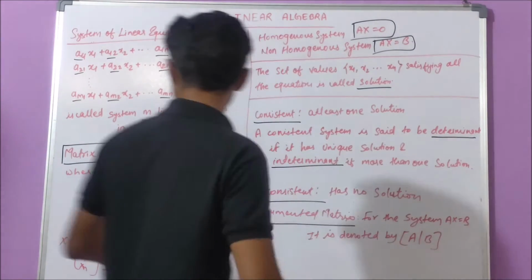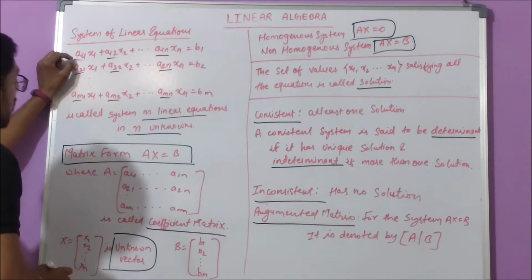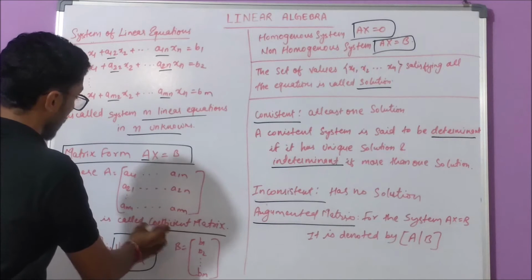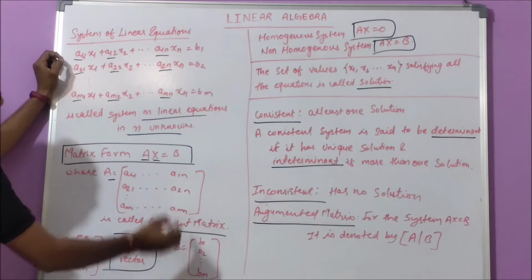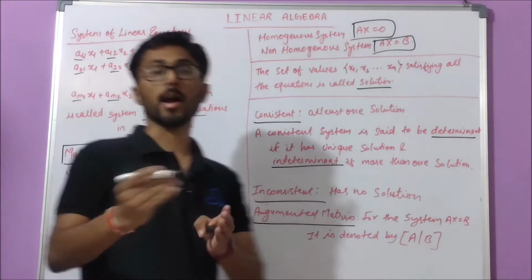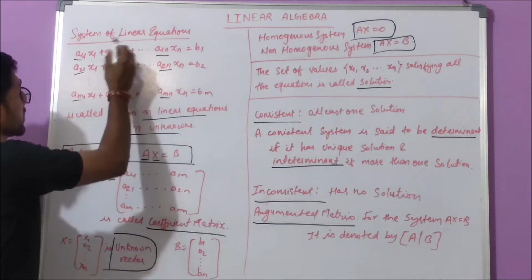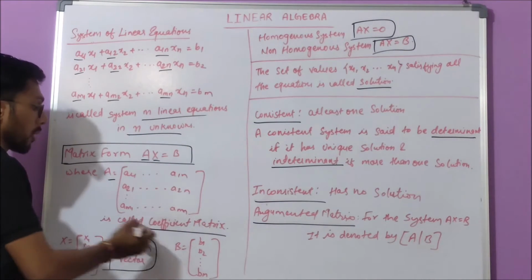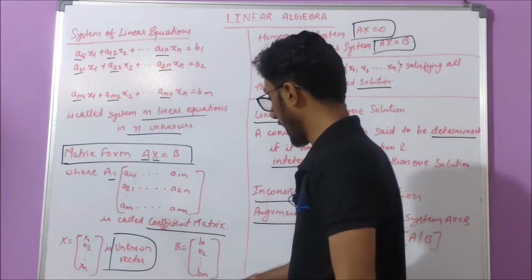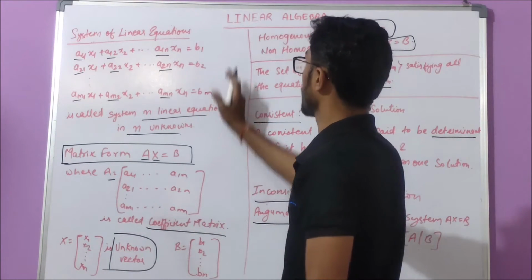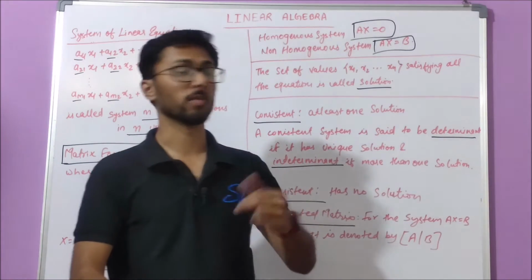So we represent it in the matrix form as Ax equals b. Representing coefficients as capital A, the coefficient matrix, unknowns as x, and the terms in the RHS as b. So Ax equals b is the matrix form of this system of linear equations, where A is called the coefficient matrix, x is called our unknown vector, and b is our remaining terms in the RHS of the linear equations.